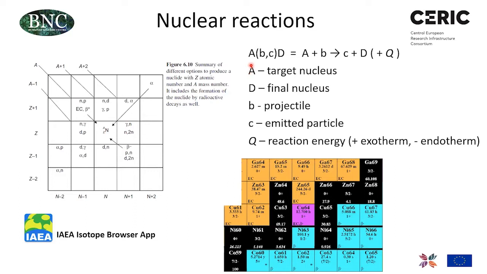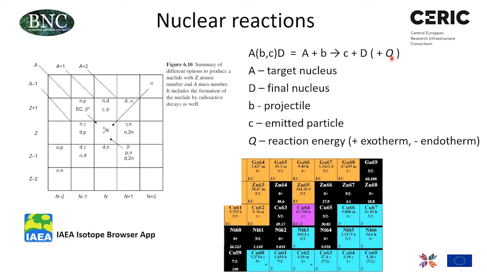There is a convention for the notation of nuclear reactions, which is like this. First we put the target nucleus, then in parentheses we put the incoming and outgoing particle, and at the end we put the product nucleus. And if you express this like a chemical reaction, you can decipher this very short notation.